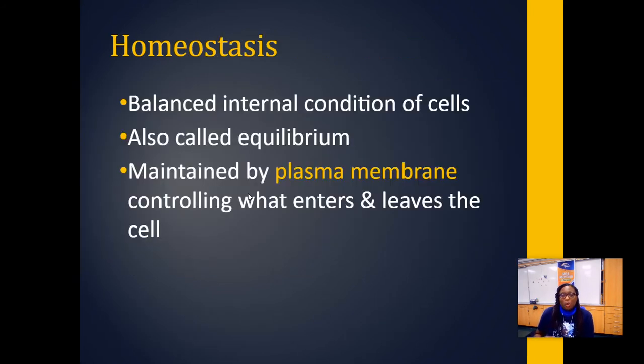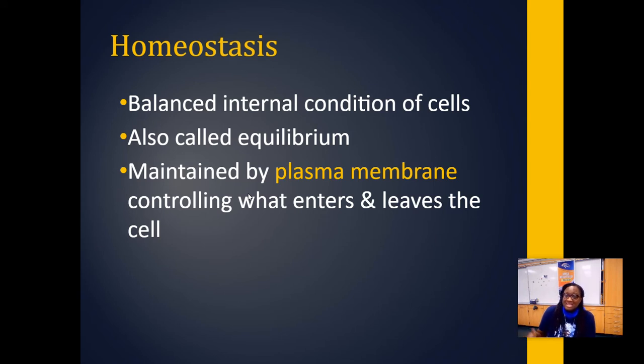So the main goal of the cell is to maintain homeostasis. So pay attention to this word. It is definitely going to come up several times throughout the year, but we're going to be focusing on homeostasis within the cell. Homeostasis is the cell's need to keep everything balanced. It wants those conditions to be maintained or to stay in a state of equilibrium where there's not much change occurring. The main thing that maintains homeostasis within the cell is actually that plasma cell membrane.